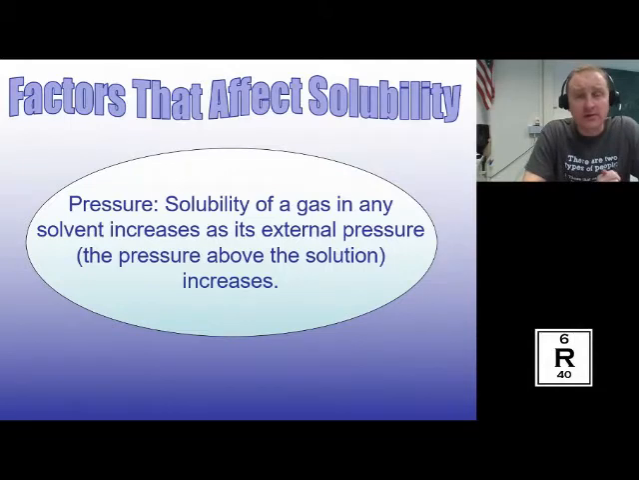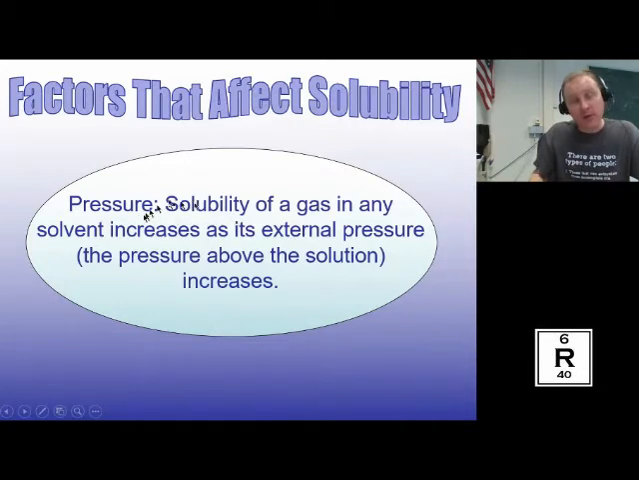Another factor that affects solubility is pressure, and in particular, pressure affects the solubility of gases. Yes, water or liquids have gases dissolved in them. The fish breathe oxygen just like we do. Not just like we do, but they breathe oxygen. They metabolize like we do, but they have gills, not lungs, and they are able to extract that oxygen out of the liquid.